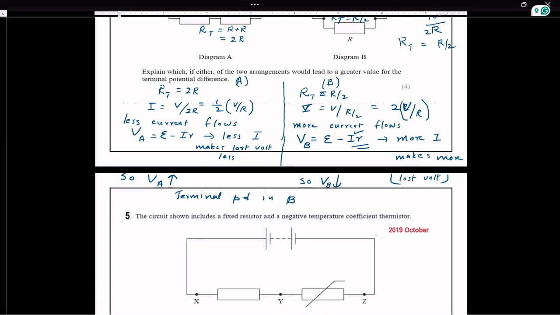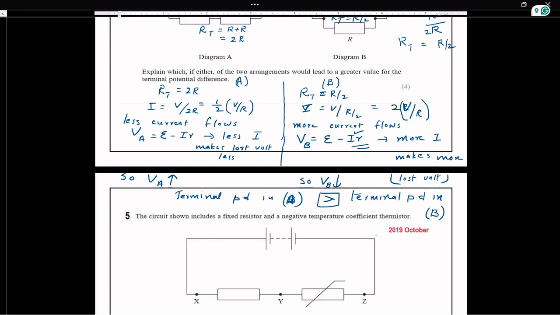So our final conclusion is the terminal PD in circuit A is greater than the terminal PD in circuit or diagram B.